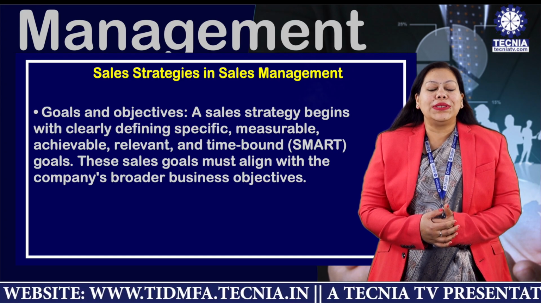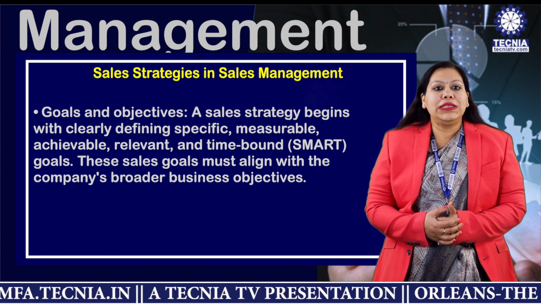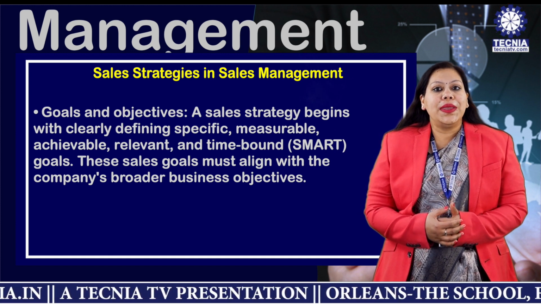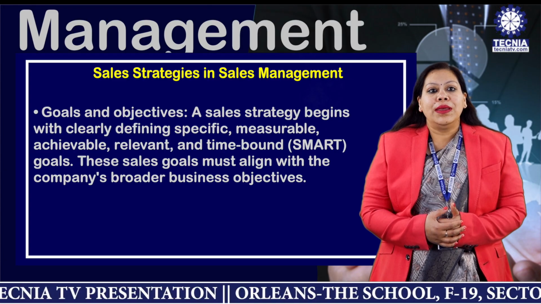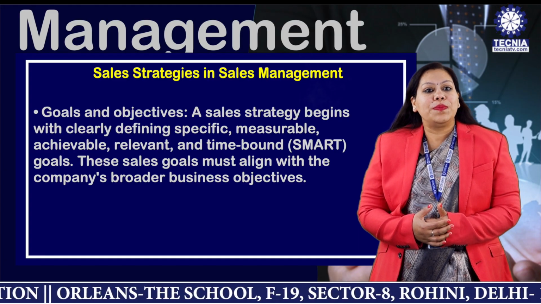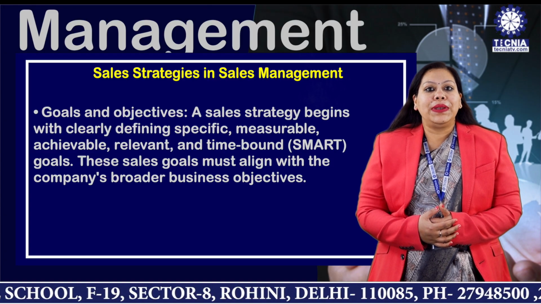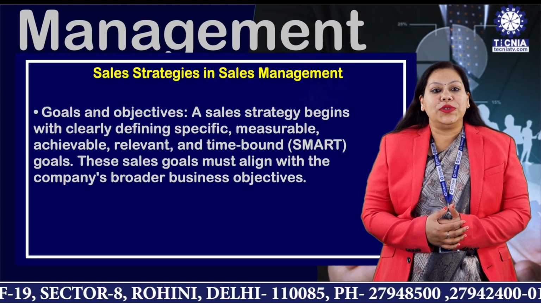First one is goals and objectives. A sales strategy begins with clearly defining specific, measurable, achievable, relevant, and time bound goals that are called SMART goals. These sales goals must align with the company's broader business objectives.